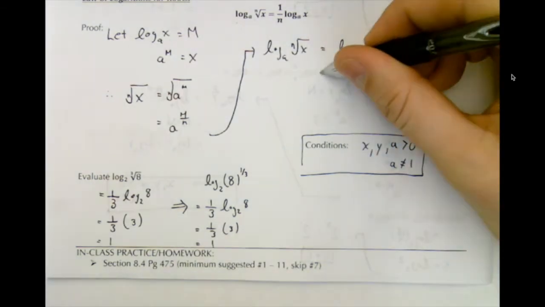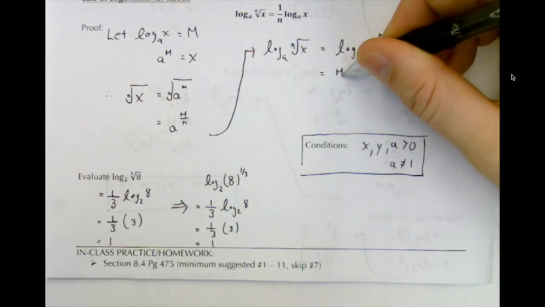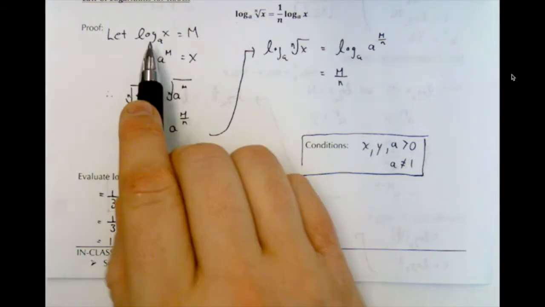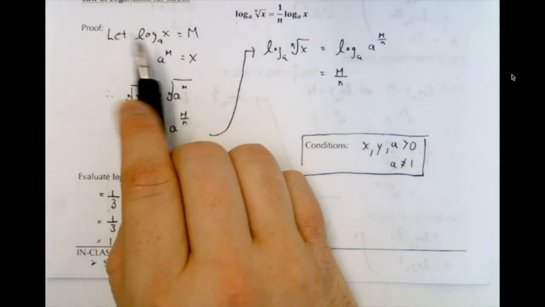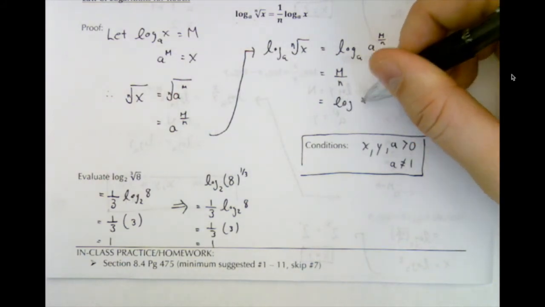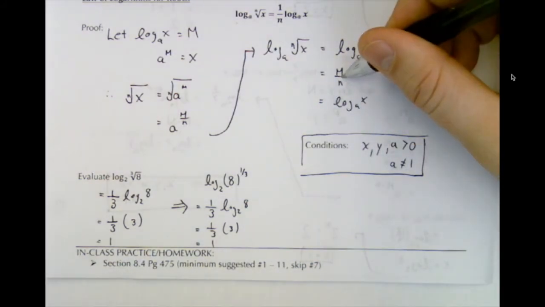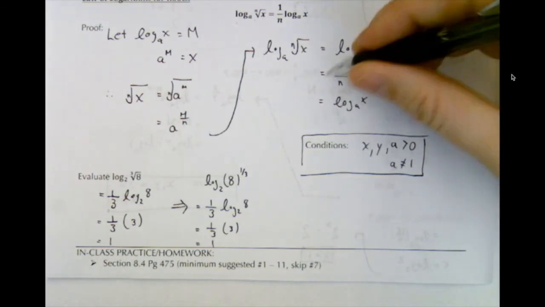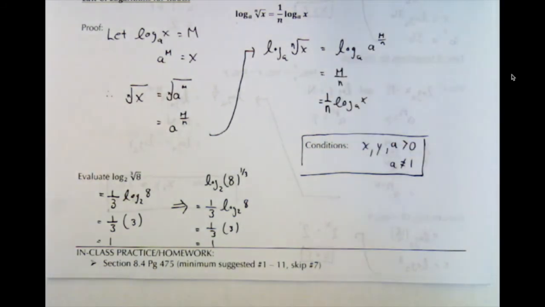We can use our common property and just write it as m over n. What's m? Well, we defined it earlier. It was the log of x base a, so I'm going to make that replacement. Log of x base a, and then we still have to divide by n. Instead of dividing by n, I'm going to write it as 1 over n in front of the logarithm. So there we've demonstrated the law of logarithms for roots.